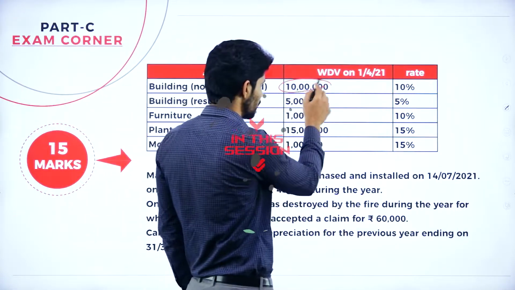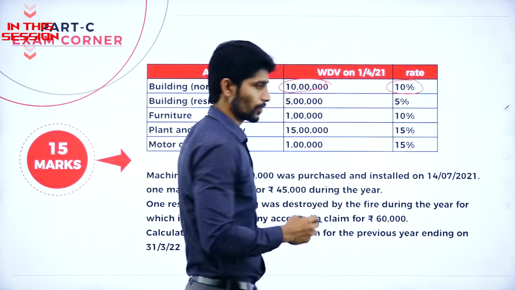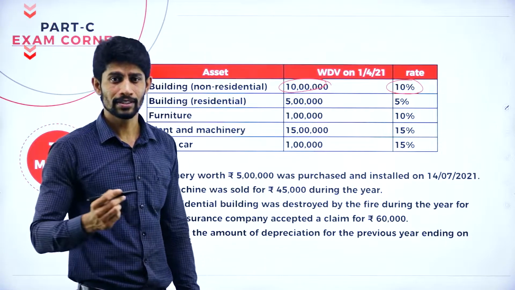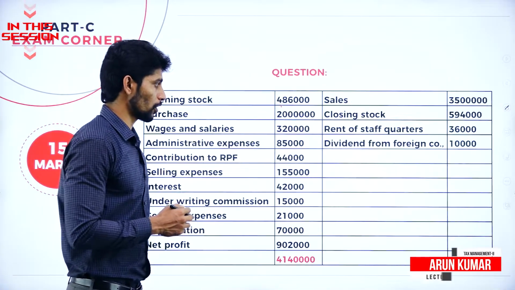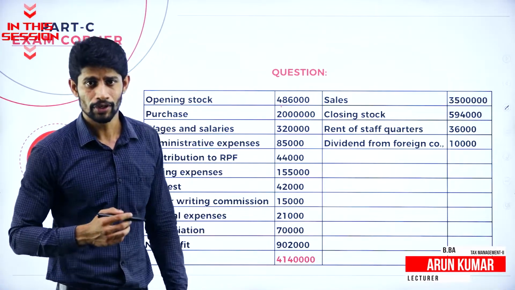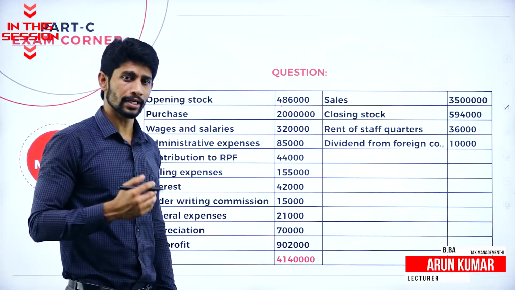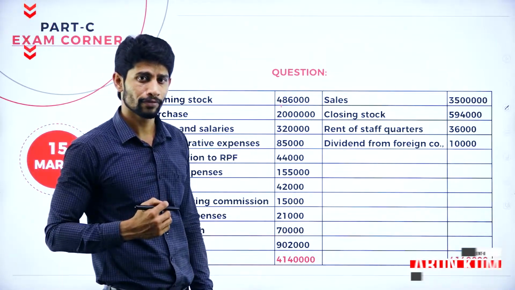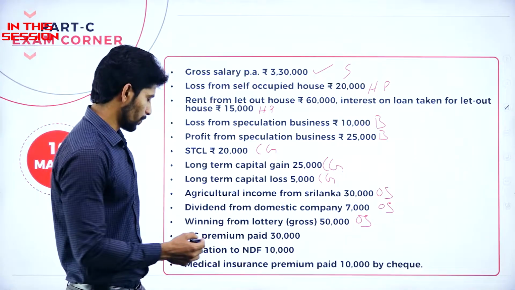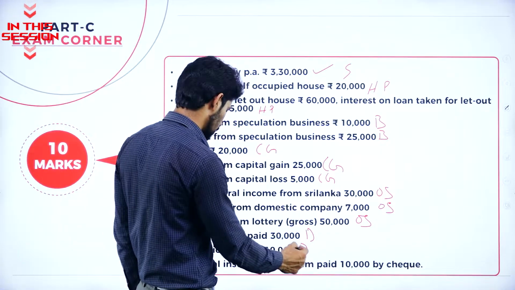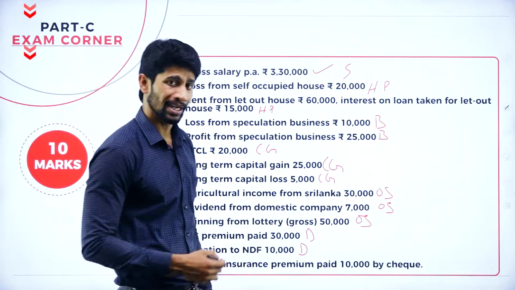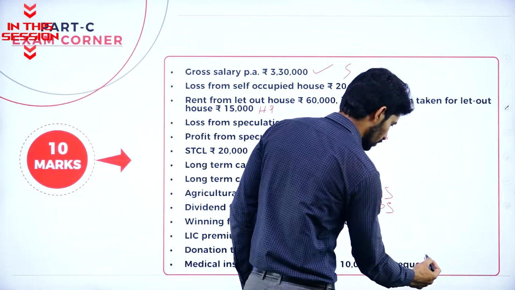WDB value is given and the rate of depreciation is also given. So by looking at this problem, easily you can get to know that this problem is based on depreciation. So by using the profit and loss account given in this problem, you are supposed to find out the total income and the tax liability of Sun Company Limited. LIC premium paid, it is a deduction, and donation to NDF, it's a deduction. Medical insurance premium paid by check, it is also a deduction.